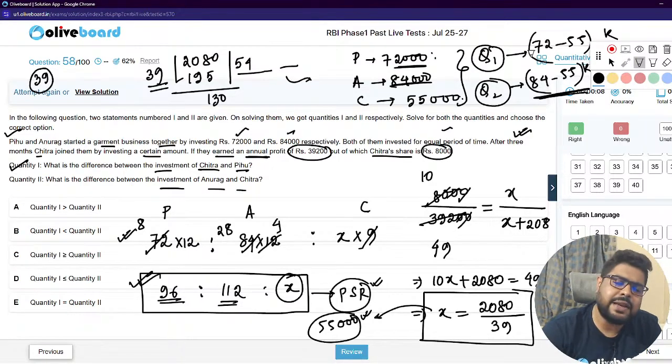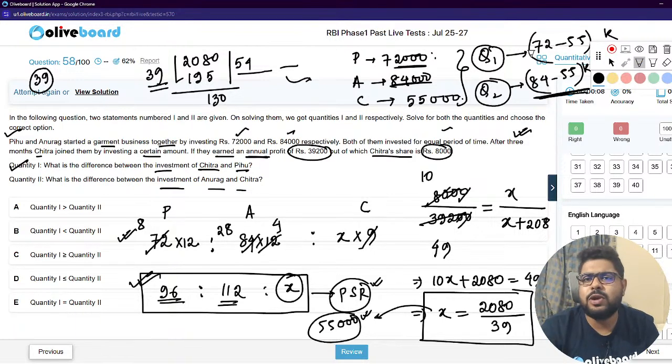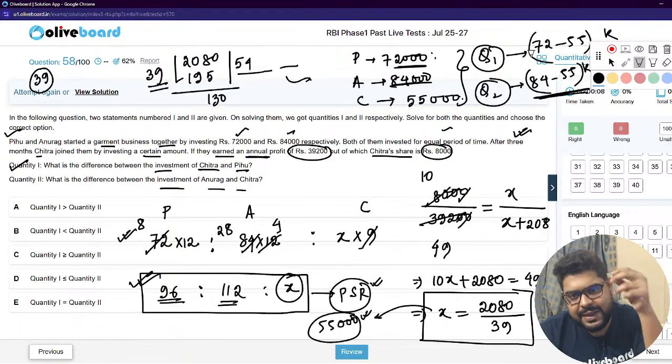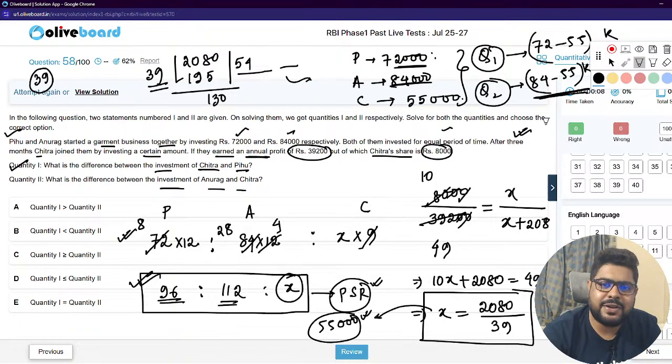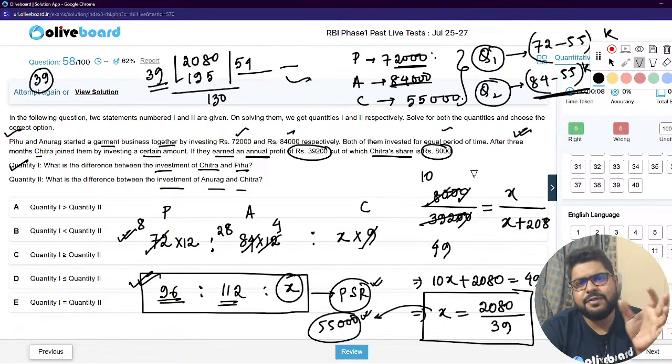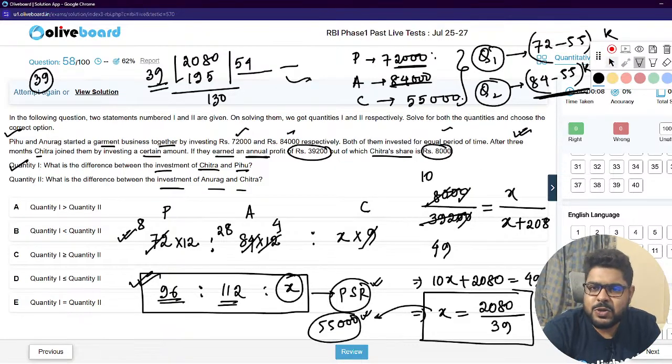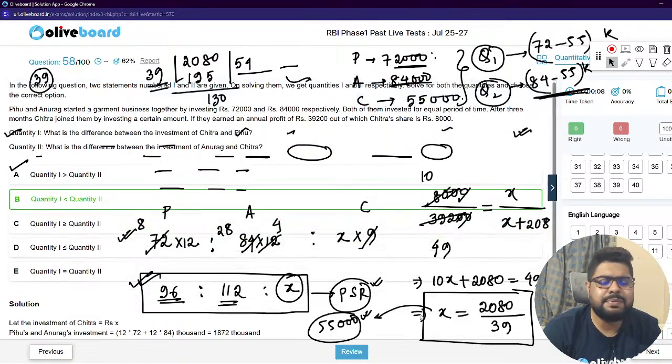Even if I calculate very minutely, or even if I calculate with more approximates, you see the value, Q2 will always be greater because 84 minus 55, whatever it is, that gap is greater than the Q1 gap. So without anything, I can say B is my correct answer. So this is how we can think.